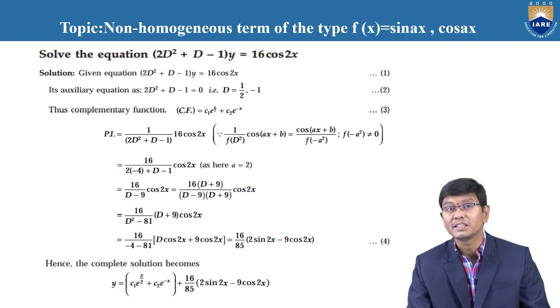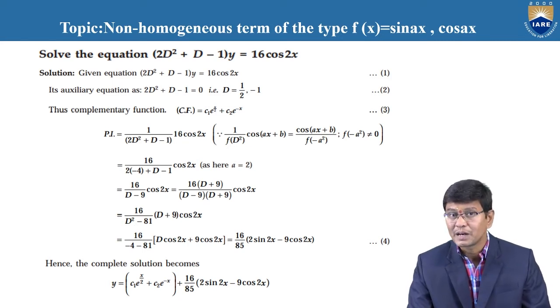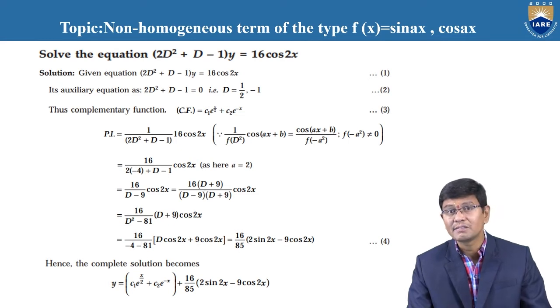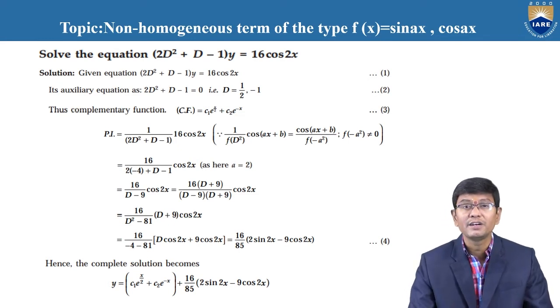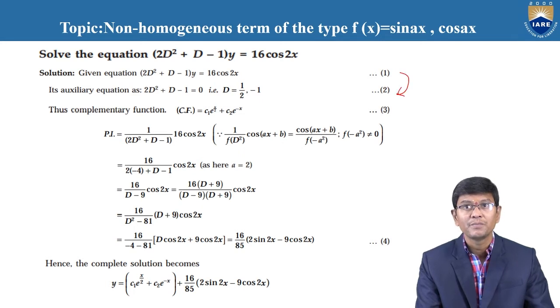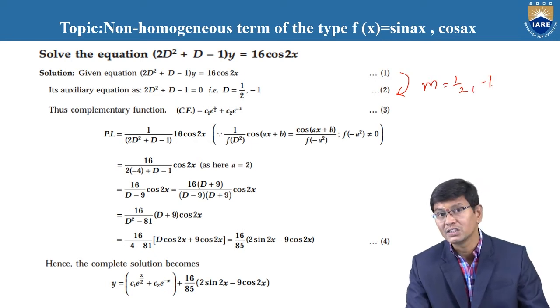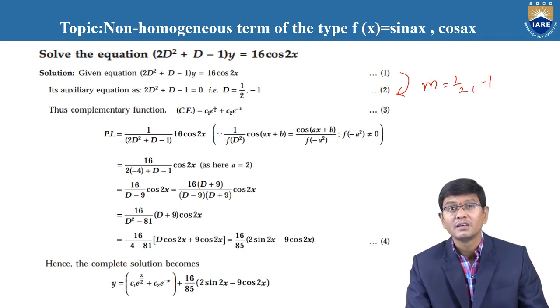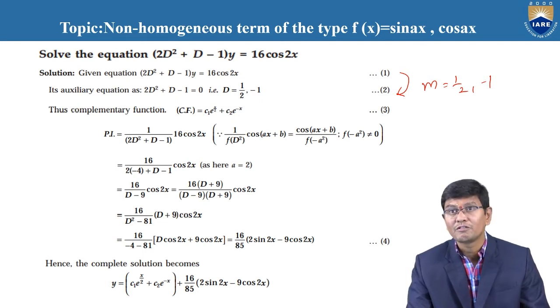Therefore, the complementary function is already given in terms of the operator form. Now, we need to find the auxiliary equation, and with the help of the auxiliary equation, we find the m values. Solving this equation in terms of m, the roots are m equal to 1 by 2, minus 1, by using factorization or synthetic division. Here, the roots are different, that is case 1. Therefore, the complementary function is c1 into e power of 1 by 2 x plus c2 into e power of minus x.